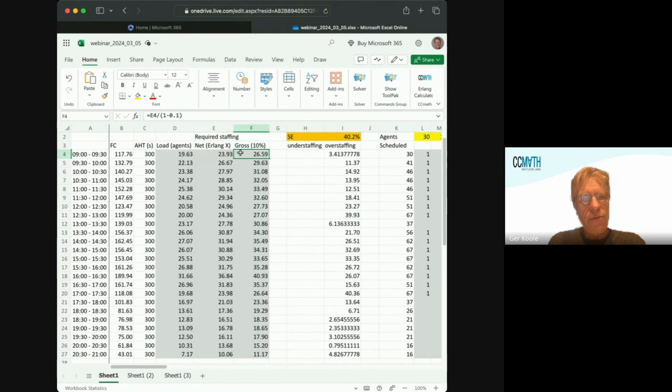So we have to add 10%. And to do it in the right way, you should divide by 1 minus 10%. Yes, and that's what it says here. And then you end up with a gross required staffing, a gross workforce of 26.6. So that is what is required. Yes, and that is all Erlang.